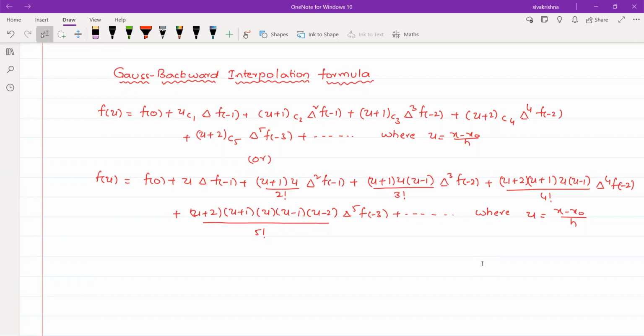It means we have to reduce one from each factor starting with u plus 2, and we have to write four factors in the numerator by 4 factorial. That is the value of u plus 2 c4. Similarly, u plus 2 c5: once again, we have to write 5 factors in the numerator starting with u plus 2, and reduce one from each factor, so that we get u plus 2 into u plus 1 into u into u minus 1 into u minus 2 by 5 factorial into delta power 5 f of minus 3. So where u is given by (x minus x naught) by h. Okay. So coming to the proof.